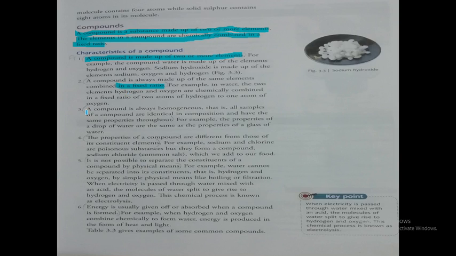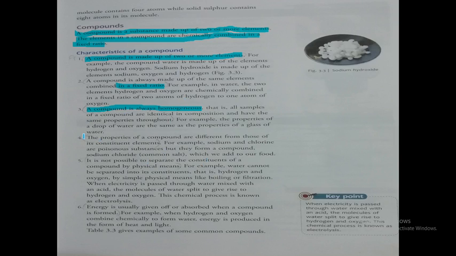Moving on to the third characteristic. A compound is always homogeneous. It doesn't change from place to place. Suppose the water present in your place will have the same composition as the water present in all the water bodies, rivers, oceans and all. The composition is the same throughout the universe. So a compound is always homogeneous.